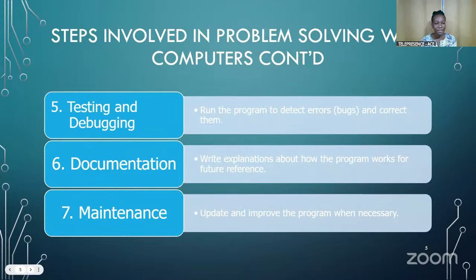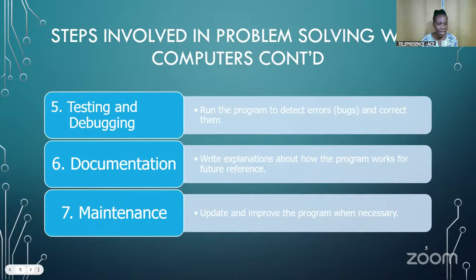All right, the fifth step is testing and debugging. Now, nobody is above errors. At this stage, you run the program to detect errors. You run it to be able to detect bugs, which are errors, and to correct them. Probably while you were coding, you have meddled with some things. At that stage of testing and debugging, you are able to identify and correct your errors.